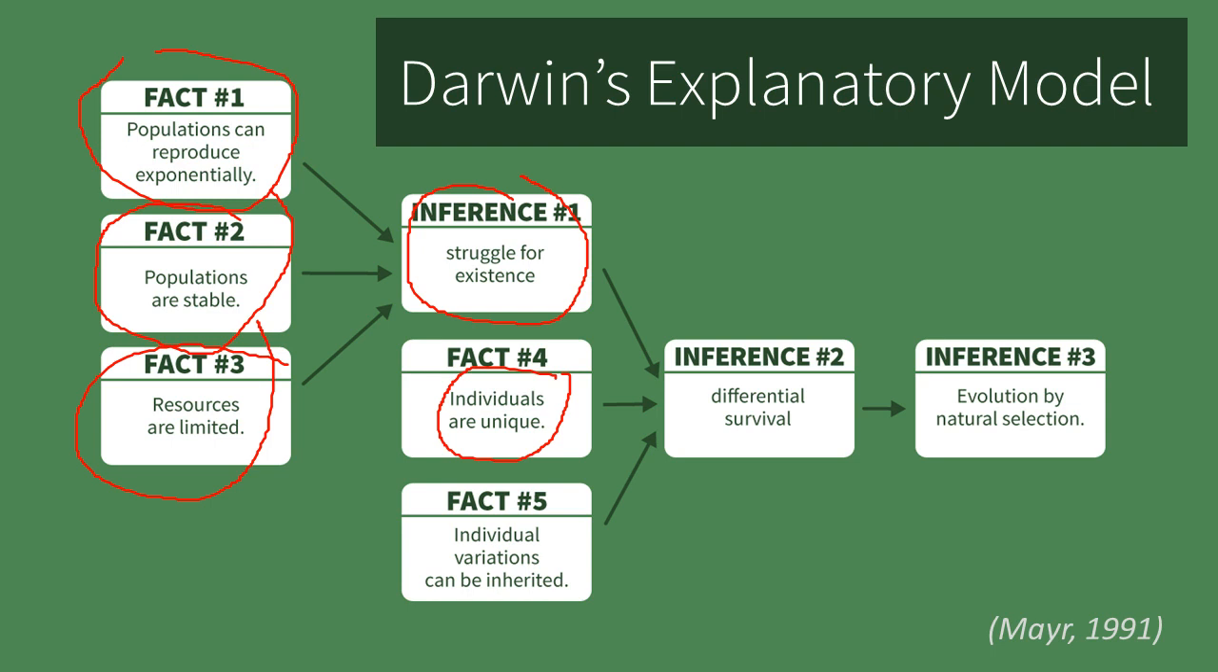So individuals' variations can be inherited. And their offspring will have the same mutation. So some individuals will survive and some will not. They will have differential survival. The environment determines who lives and who dies. Thus, nature controls who is naturally selected.